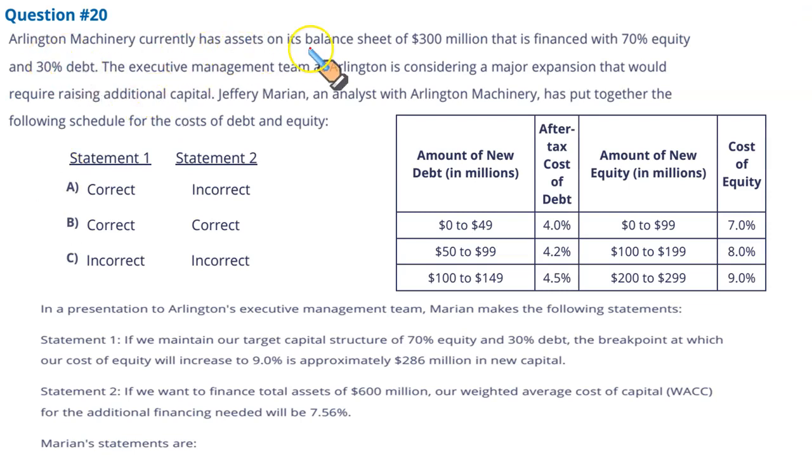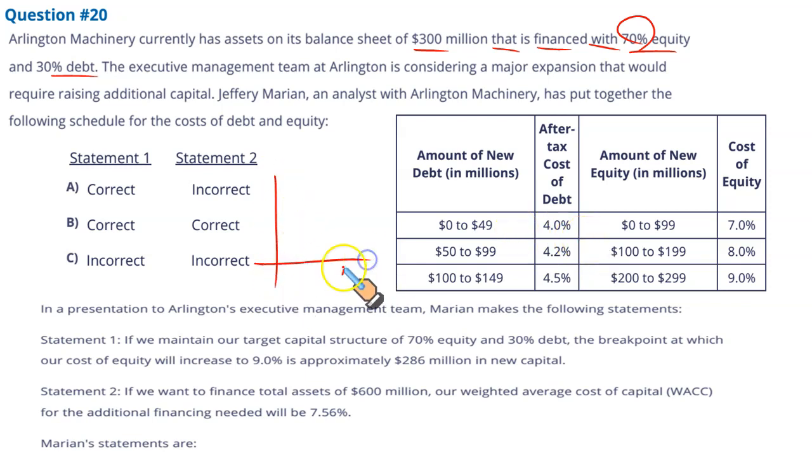Arlington Machinery currently has assets on its balance sheet of $300 million that is financed with 70% equity and 30% debt. 70 equity, 30 debt. The executive management team of Arlington is considering a major expansion that would require raising additional capital. Jeffrey Marion, an analyst with Arlington Machinery, has put together the following schedule for the cost of debt and equity. There are two statements given, and we have been given different ranges of debt and equity when there will be a breaking point, when the cost of debt and equity will jump.